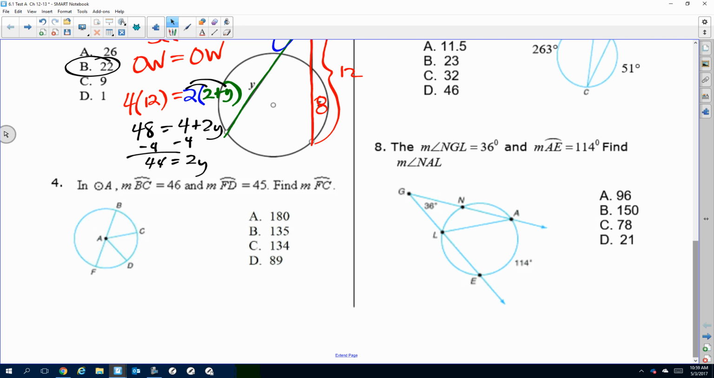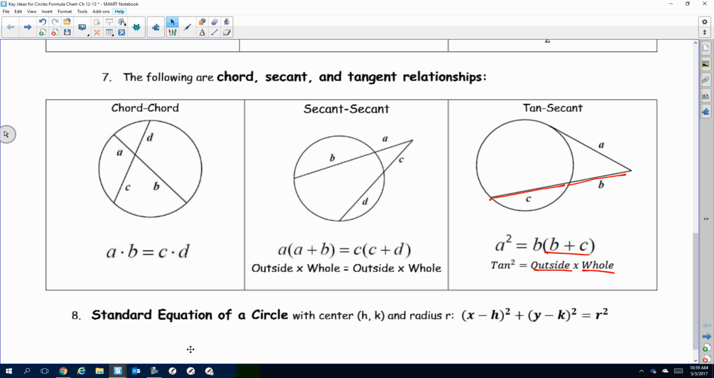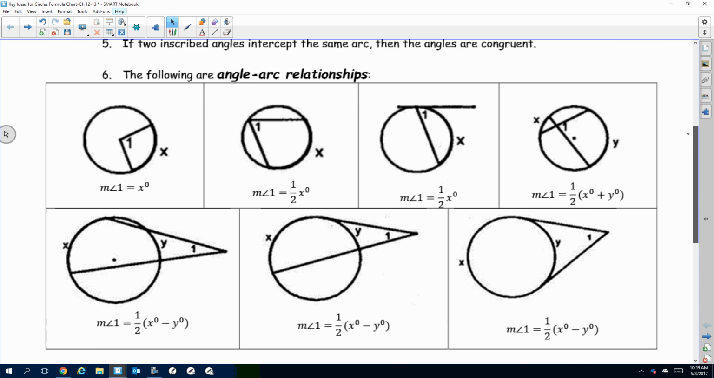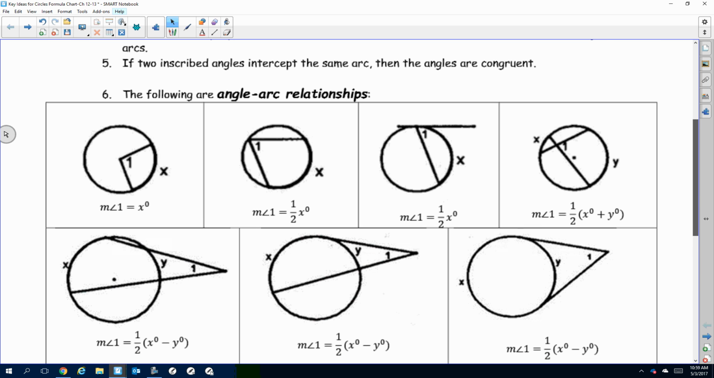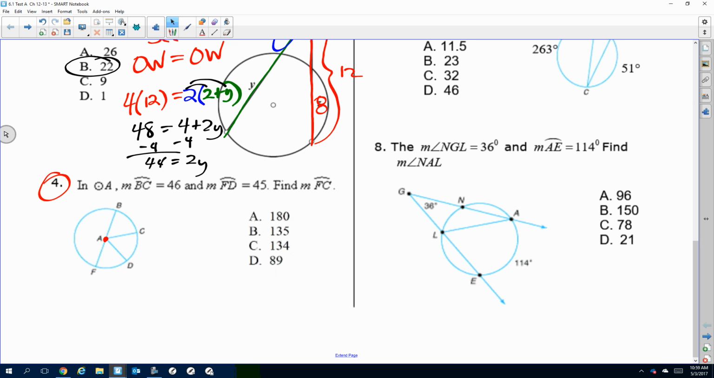Now, number 4 will be on the reassessment. And most of you did a good job of labeling, knowing that if it's at the center, what's inside is outside. Your formula chart was trying to show you that on number 6. If we go to number 6, angle 1 equals whatever is on the outside, the curve, the x. So what we do is label what's given. BC is 46. That means it's 46 on the inside. FD is 45 right here. So that would mean it would be 45 inside.